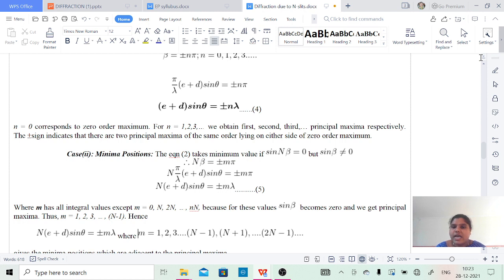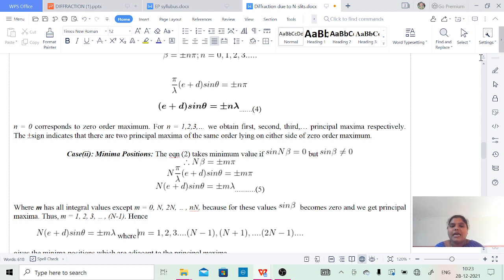For these values sin beta becomes 0. What is the condition? Whenever sin beta is 0, automatically we get the principal maxima. There is no minima condition. So for 0, n, 2n, up to n into n, that becomes the principal maxima. For that we are taking m equals 1, 2, 3 and so on up to n minus 1. Up to n minus 1 we are getting the minima positions.